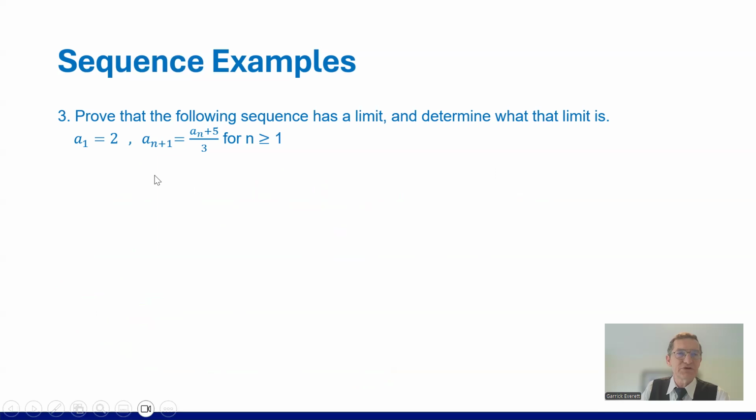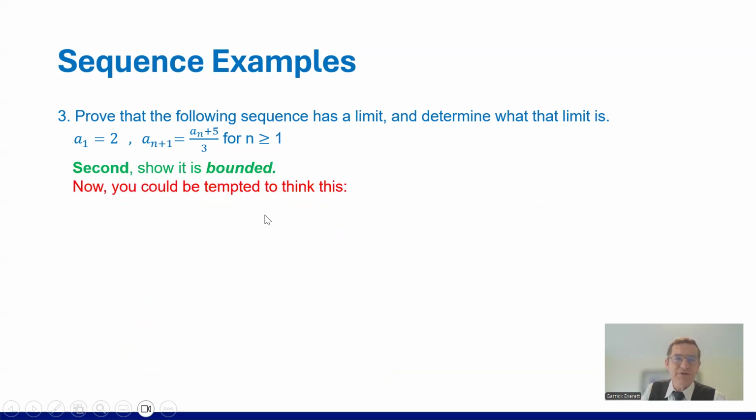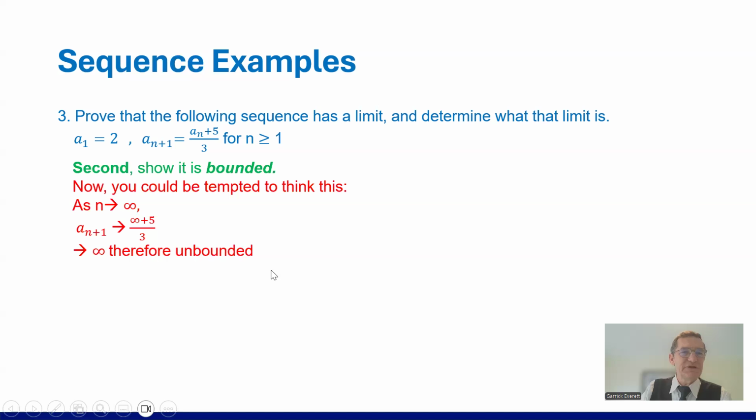Second step, show it is bounded. Now you could be tempted to think this is very easy. I thought of this and I thought, if I think of this, possibly you'll think of this. So you could go, as n approaches infinity, a_n plus 1 is infinity, because that'll just be infinity plus 5 over 3. Therefore it's infinity, therefore it's unbounded. And you'd be wrong. Okay, so don't think that. It's really easy because I just jumped in. I thought, oh, boom, boom, boom. I thought, oh, hang on, don't do that.